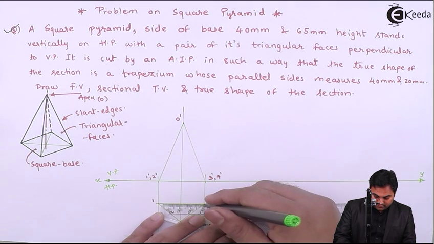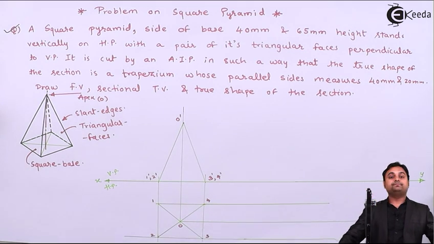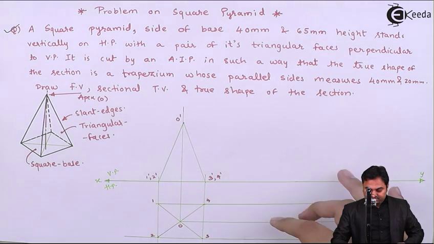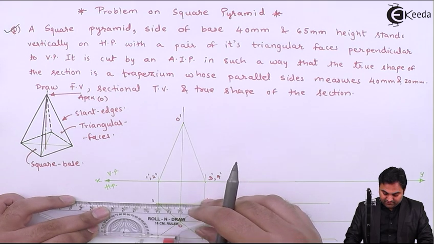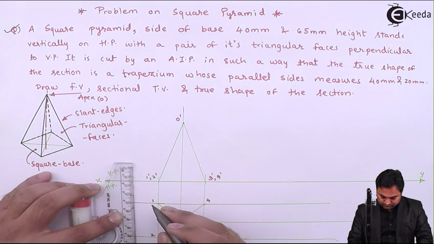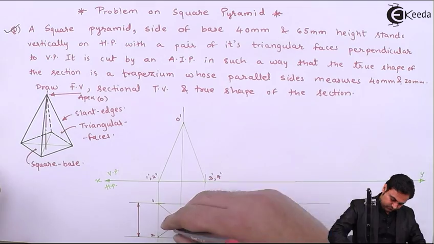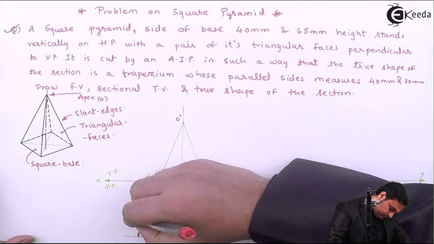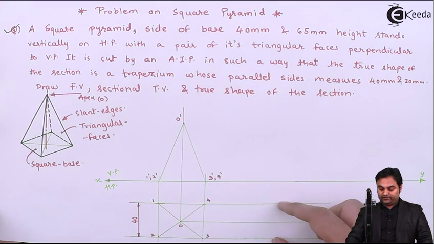Trapezium is having 40 mm parallel side and 20 mm parallel side. 40 and 20 both are parallel to each other. Next, since here already we have this side as 40 mm, I'll mark it, give the dimensions to it so that we can understand. So this is 40 mm, means one side of the trapezium we already have. Now we want the other side.